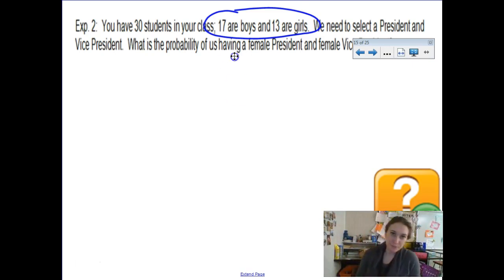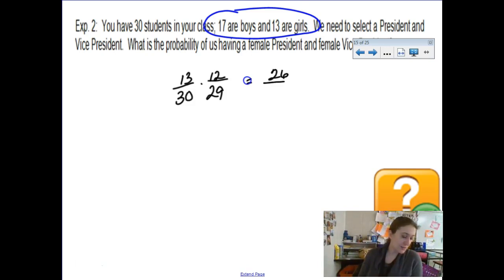What's the probability that we select 2 females for those roles? So the first time they go to choose a president, the probability of that person being female is 13 out of the 30 students. Well, whoever I just selected is out of the running. So there's 1 less female, and there's also 1 less total student in the class that I can choose from for vice president. So 12 over 29 would be the next fraction, and I already multiplied these together on my key, so that's 26 out of 145 when I reduce that fraction.